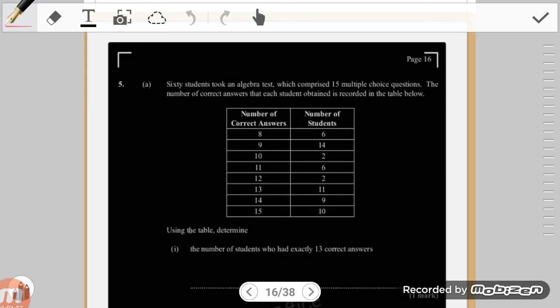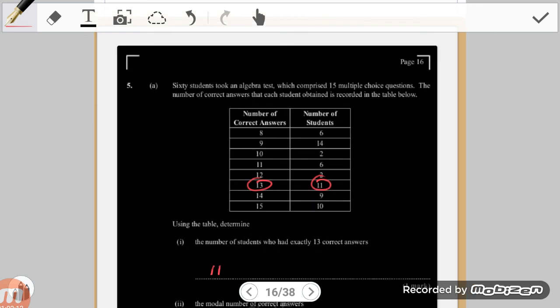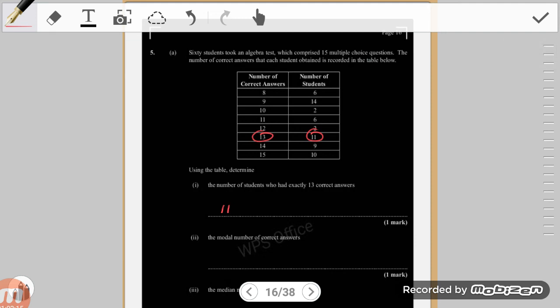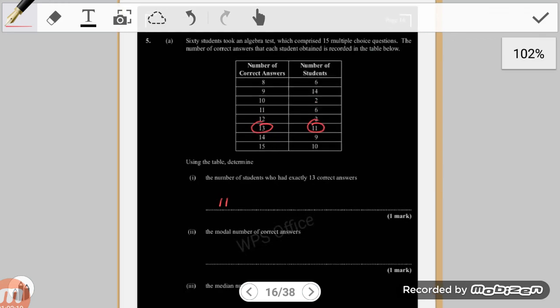You have to use the table, or it says using the table determine the number of students who had exactly 13 correct answers. So that's easy, because this is the number of students who got 13 correct answers. So the number of students is actually equal to 11. Right? That's it. Straightforward. 11 students got exactly 13 answers.